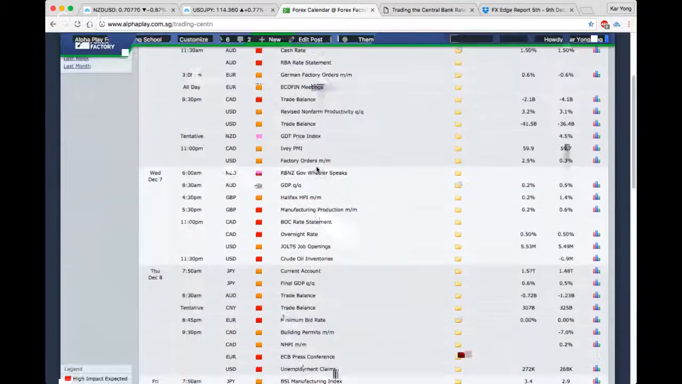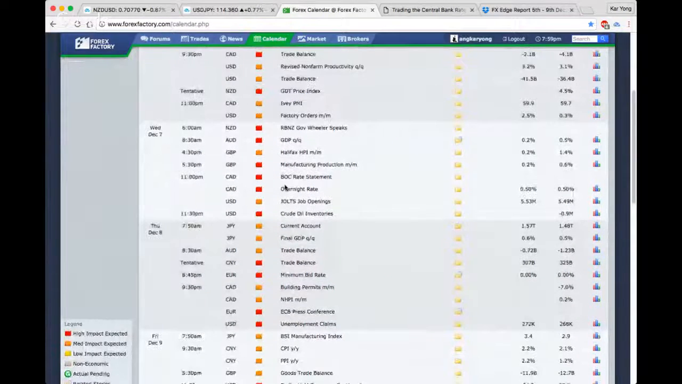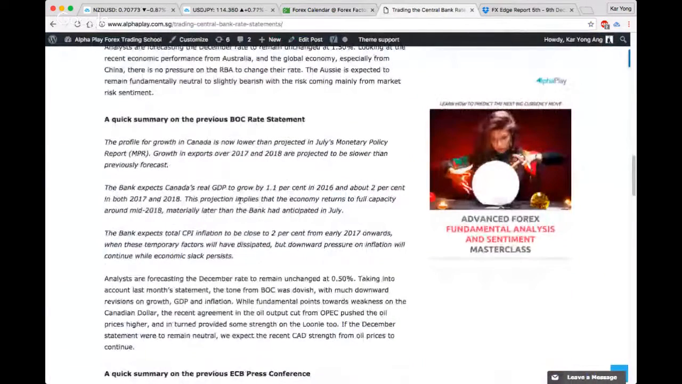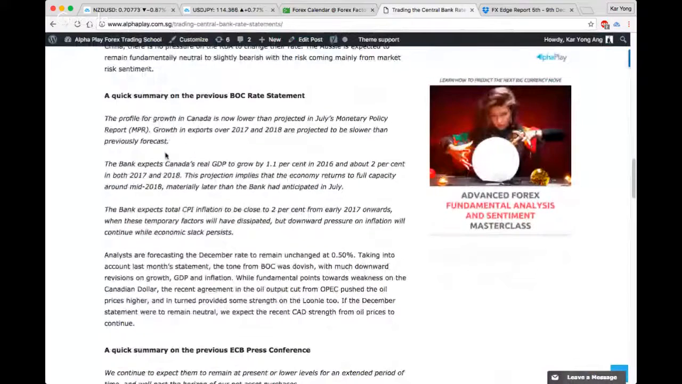And Wednesday itself, the focus will be on the BOC, which is very similar, also on the rate statement and interest rate. If you also haven't read last month's rate statement, you need to take a look at it as well. We did a quick summary over here. Basically, the BOC's last month rate statement was pretty dovish, with a lot of growth and GDP revised to the downside.